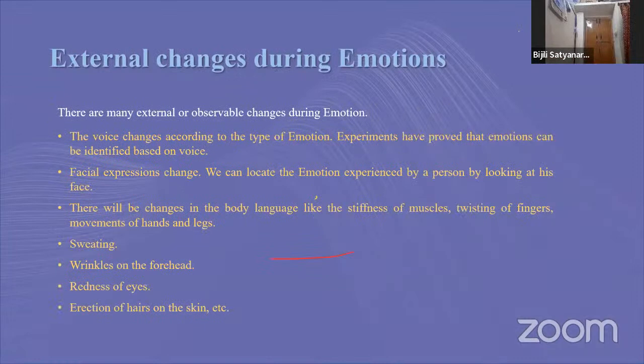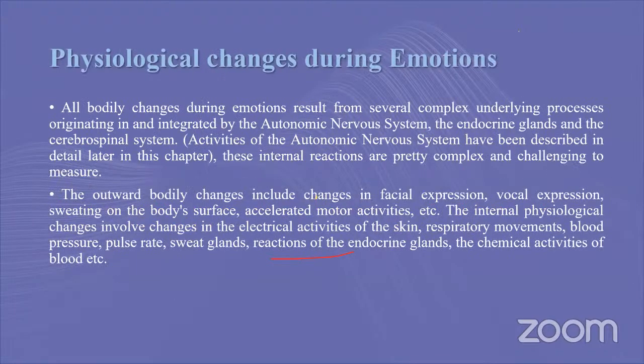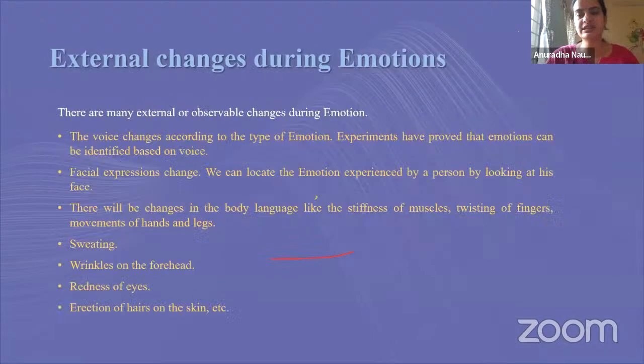And there are internal and external changes during emotions: voice change, facial expression change, and tone change. Overt and covert expression of emotions is there. Overt is the one that we can observe and see, and covert is the one that is not physically observable, but that is happening inside and can be measured through modern devices and all. So that is a summarization of the topics today.